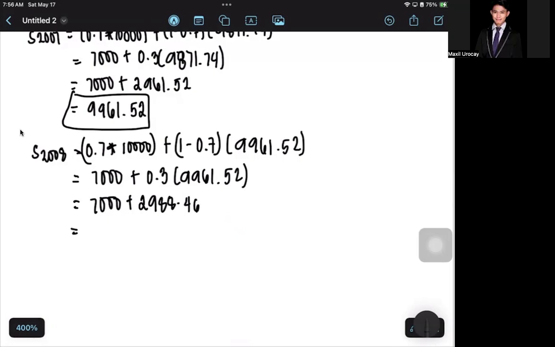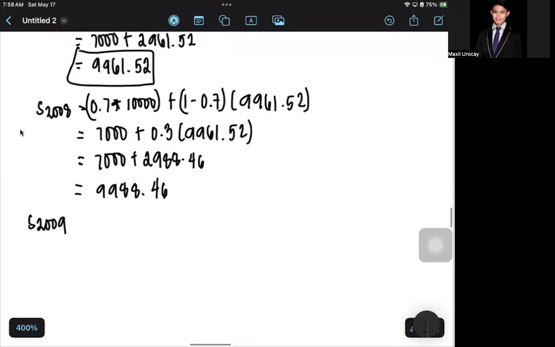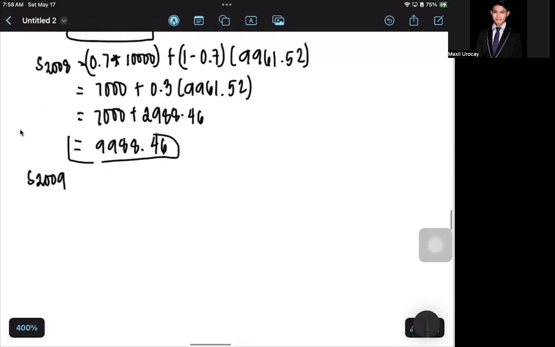So it is 2,988.46. You just have to round it off. You only have to observe two decimal points and then just round off everything. So, you just have to add 7,000. So it will become 9,988.46. Okay, for the year 2009, so this is the forecasted data.